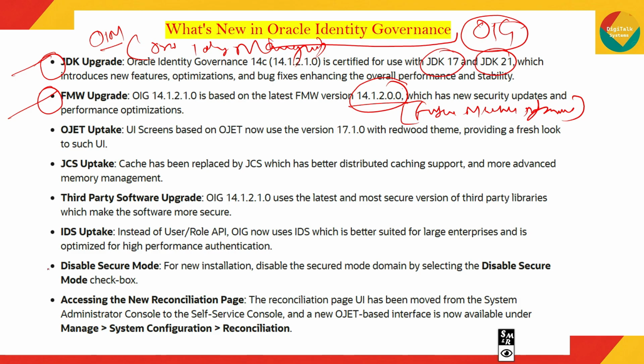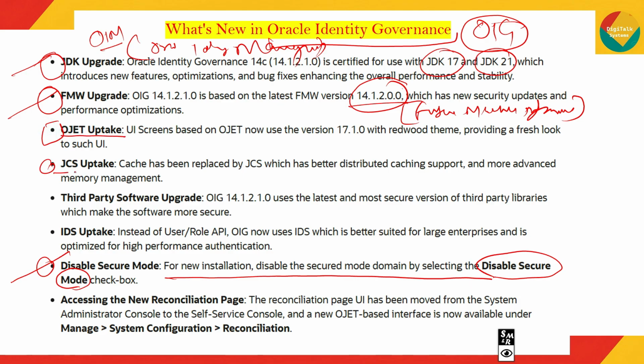Apart from that, disable secure mode is the same as we have been talking about so far. When you are creating the domain, you have to select the disable secure mode option to disable the secure mode for your production domain. Now apart from that, the other specific changes with respect to your OIG are: OJET update, JCS uptake, third party software upgrade, IDCS uptake, and accessing the new reinstallation page. Let me explain all this in detail.